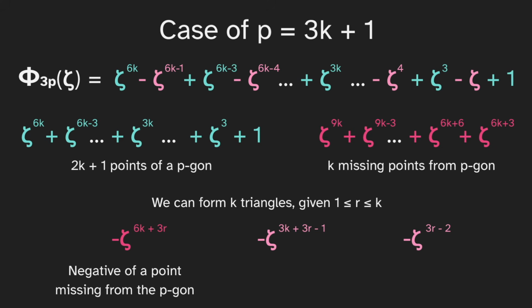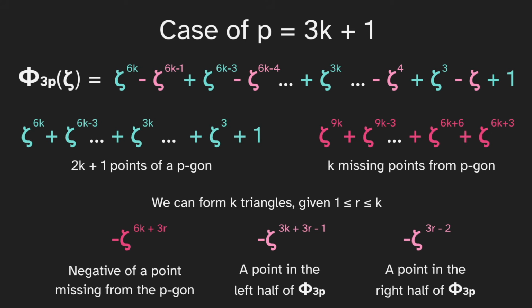The point on the left is the negative of one of the points missing from the p-gon. The point in the middle appears in the left half of phi sub 3p, and the point on the right appears in the right half. So we have a p-gon, k triangles, we've accounted for all the points in the polynomial, and each of the red points has a corresponding negative to cancel it out. But this just shows the case where we're taking regular old zeta. What about any of the other primitive roots?